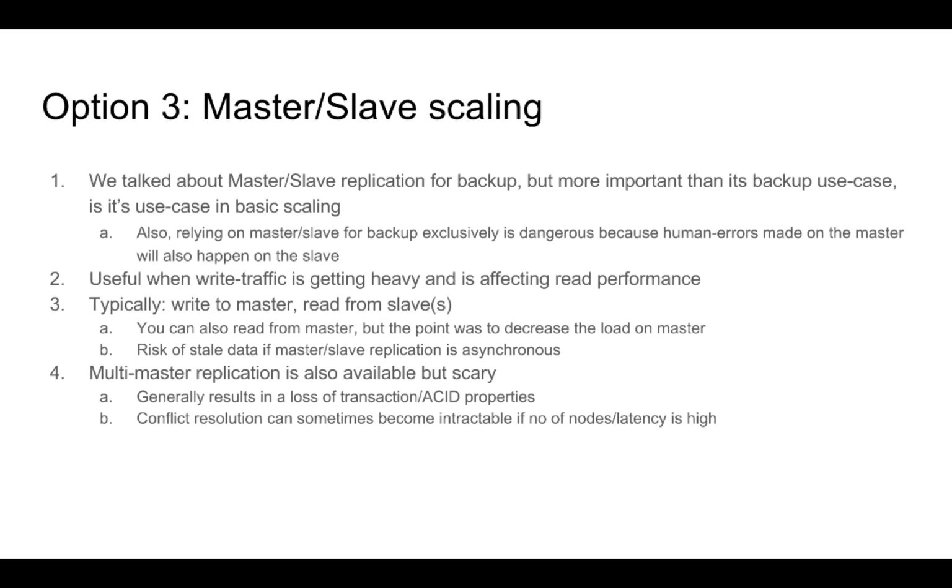The next step to scale the database is using Master-slave scaling. We talked about Master-slave replication for backup, but more important than its backup use case is its use in scaling. Also, using a Master-slave for backup as the exclusive method for backup is actually a little dangerous, because if human errors are made on the master, then they will also propagate to the slave.